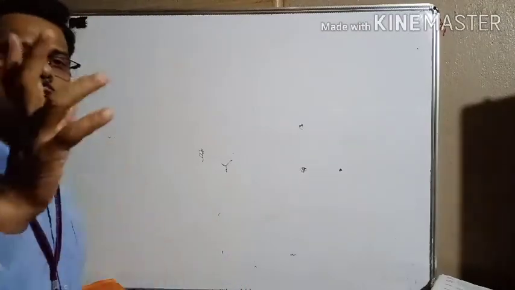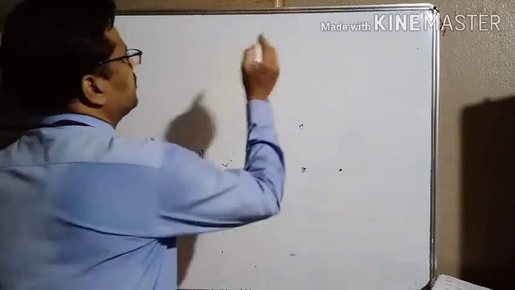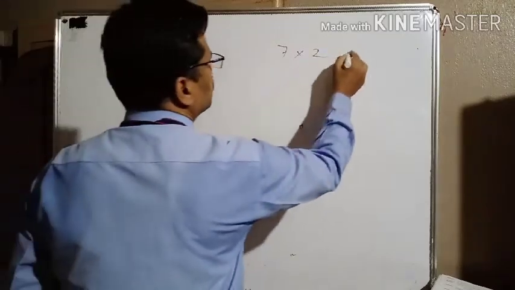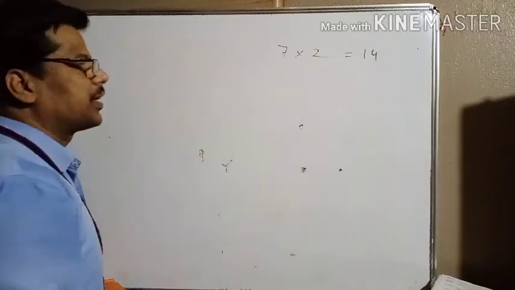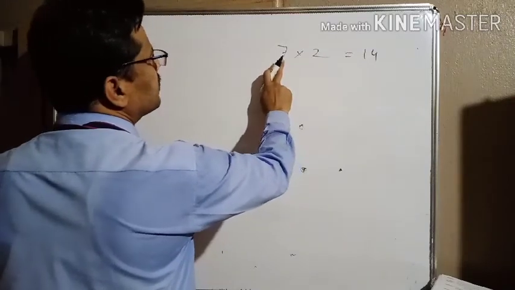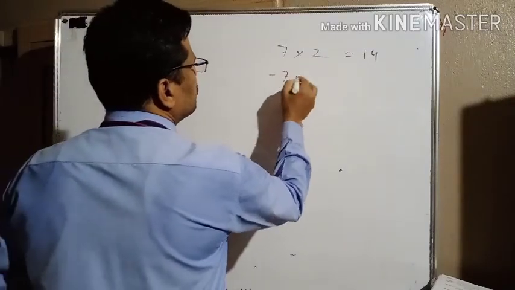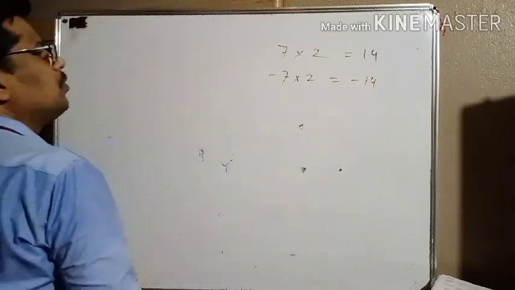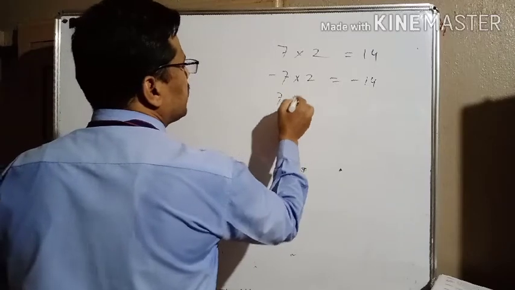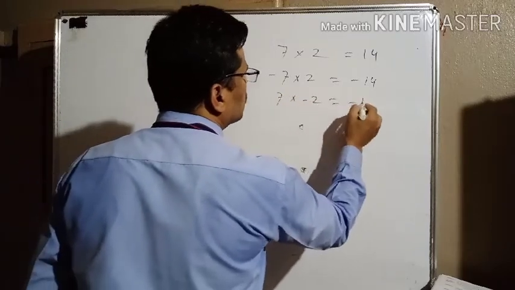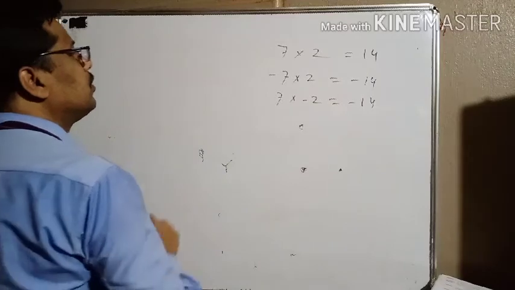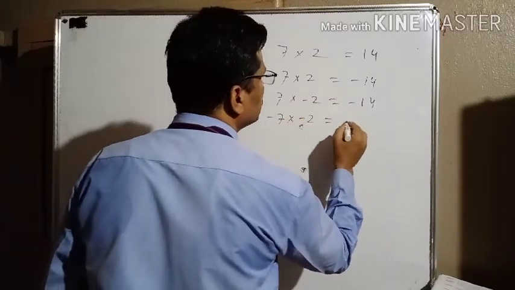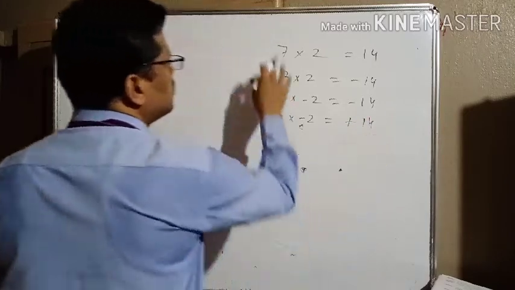Think of any two numbers. Suppose you take 7 and 2. What is the product of 7 and 2? It is 14. While you are taking -7 and 2, what will be the product? -14. Now, if you are taking 7 positive and 2 negative, in this case also the product is -14. If you are taking both negative, -7 and -2, you get +14. Here we got the products.